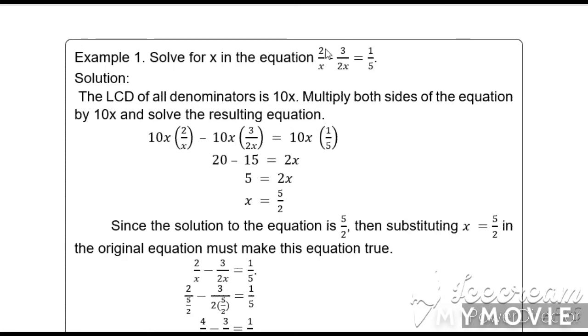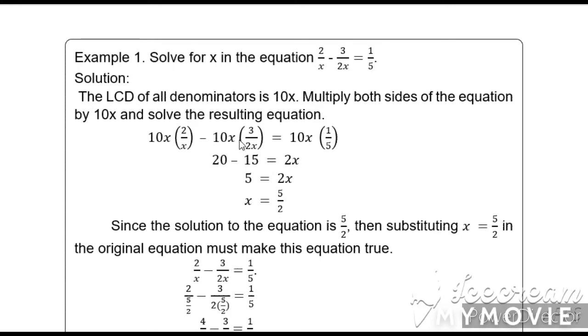So we can have 10x multiplied here. You copy 2 over x, the first term, minus the second term, multiply 10x times 3 over 2x, equals the equality. Then we have 1/5 times 10x. Then simplify 10x times 2. The x here will be eliminated, it becomes 1. So 10 times 2 is 20.